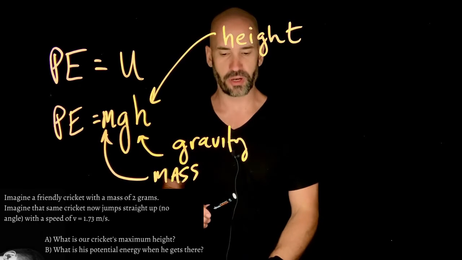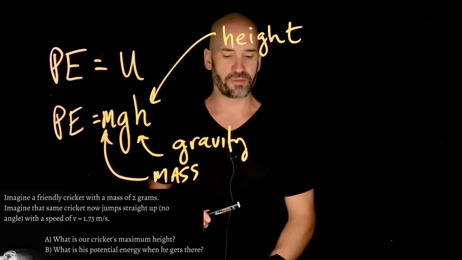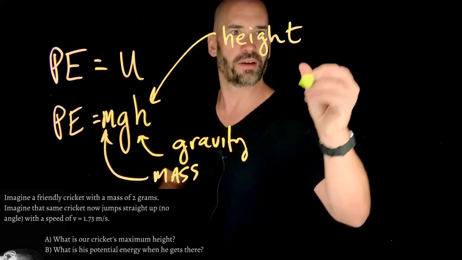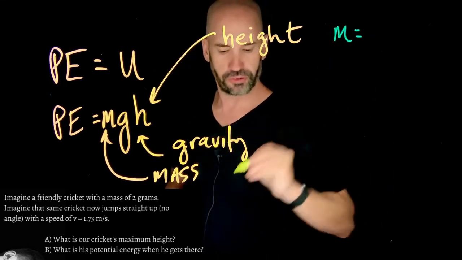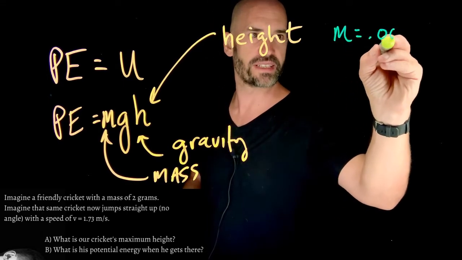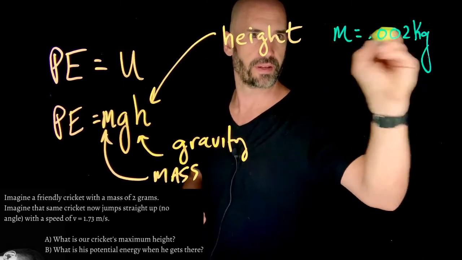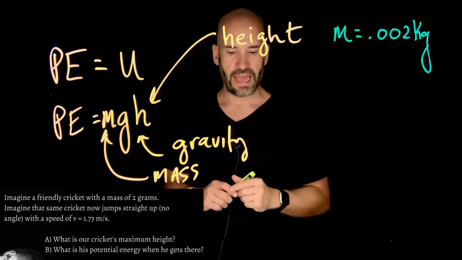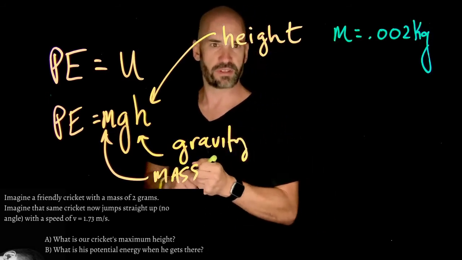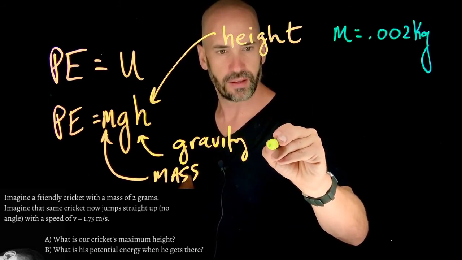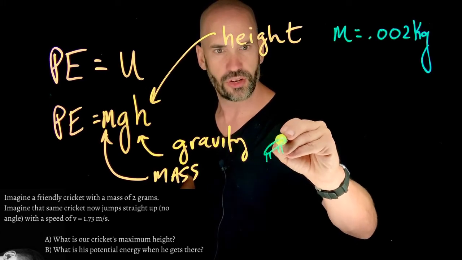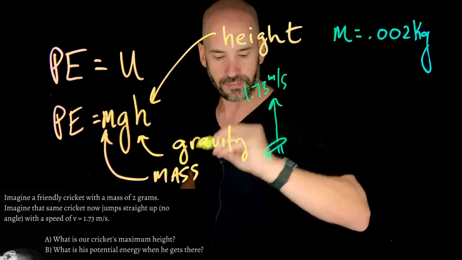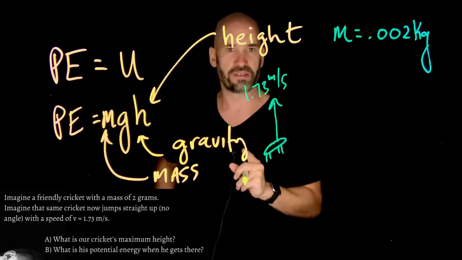So we have this problem with the cricket that I write down here. So imagine a friendly cricket has a mass of 2 grams, right? So we can already start writing that down. We have mass equals 2 grams, which is 0.002 kilograms, right? Okay. Imagine the same cricket now jumps straight up with no angle at a speed of v equals 1.73. So my little cricket guy is jumping up with a speed of 1.73 meters per second. Okay, and the question is, what is our cricket's maximum height?